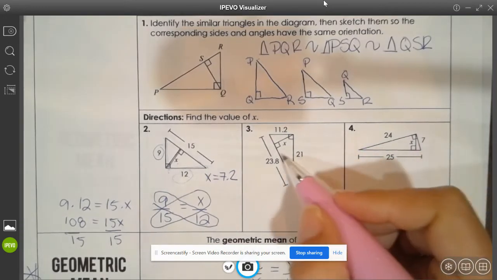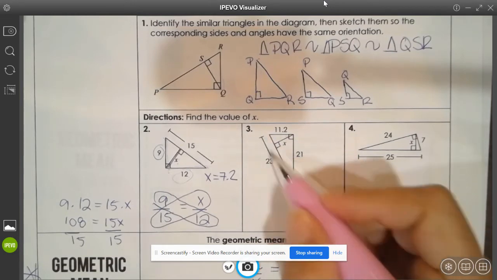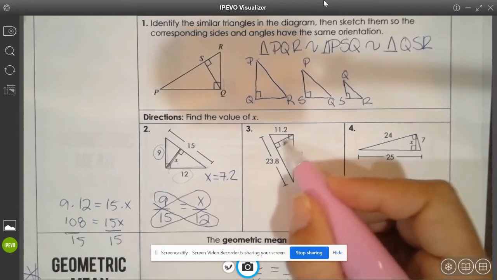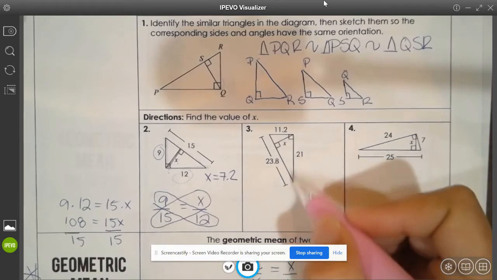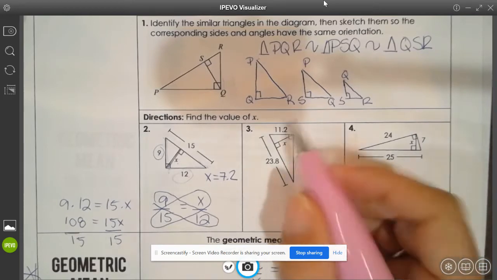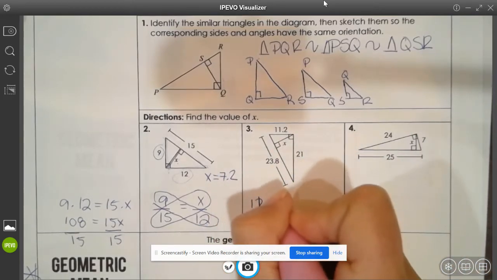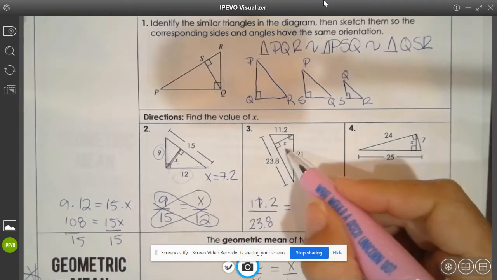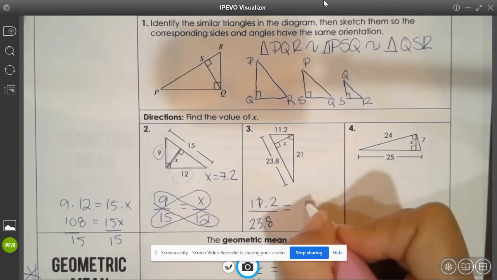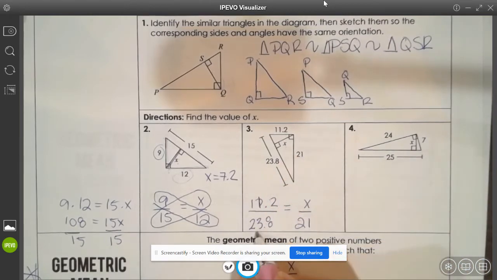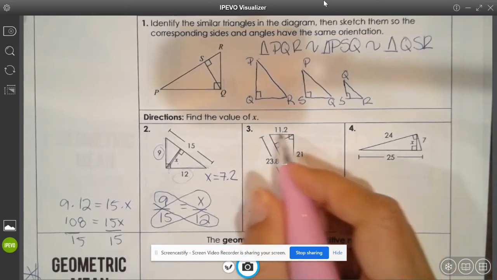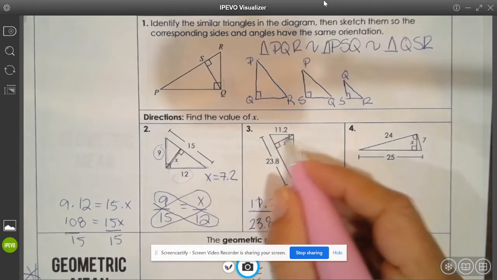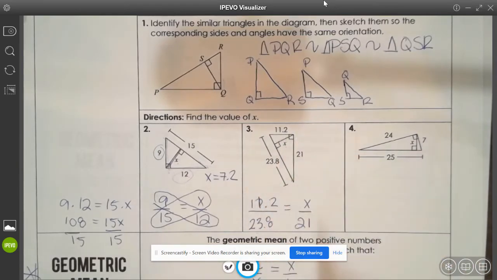All right, same thing here. So let's see. This is the big side. This is the little leg of that big side. And this is the little leg of that hypotenuse here. And this is the hypotenuse. So 11.2 is to 23.8 as x is to 21. That means that 23.8 is the hypotenuse of this little side, and 21 is the hypotenuse of this little side, this internal triangle here.